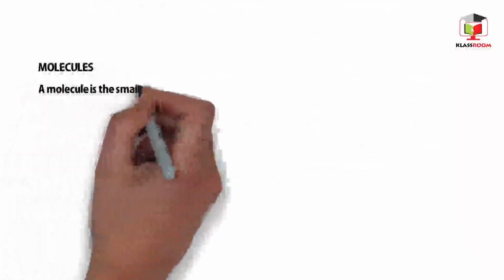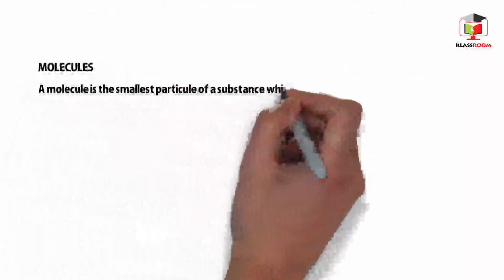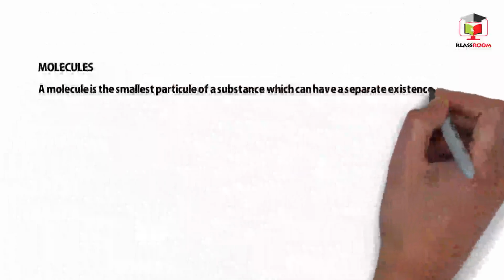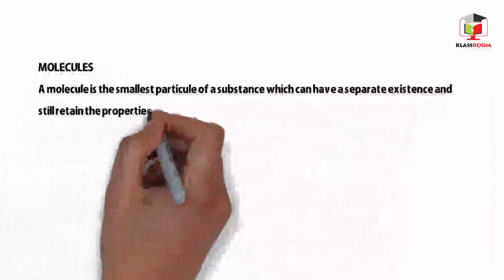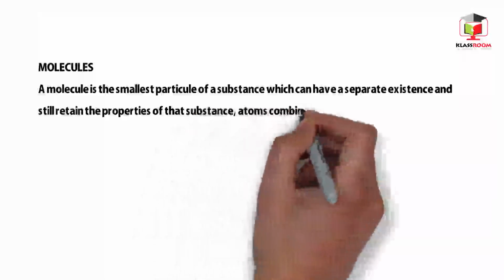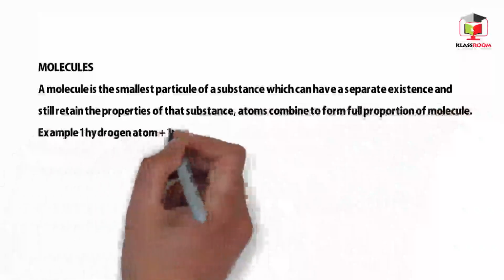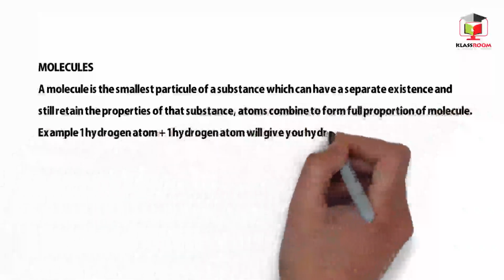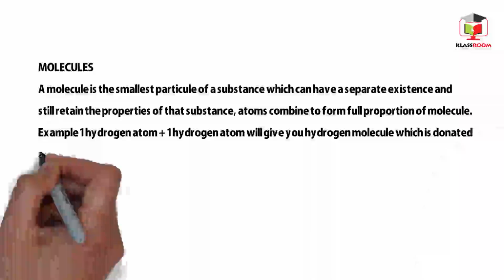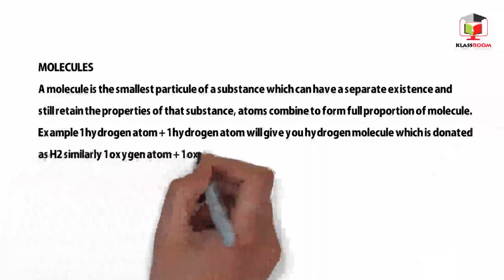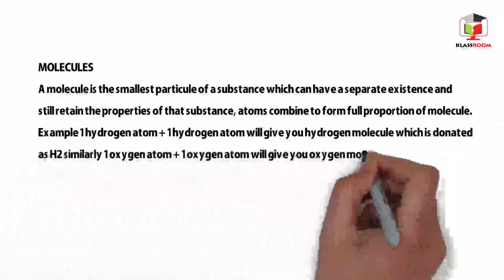Molecules. A molecule is the smallest particle of a substance which can have a separate existence and still retain the properties of that substance. Atoms combine in simple proportion to form molecules. Example: 1 hydrogen plus 1 hydrogen will give you H2, which is hydrogen molecule. Also, 1 oxygen plus 1 oxygen will give you O2, which is oxygen molecule.